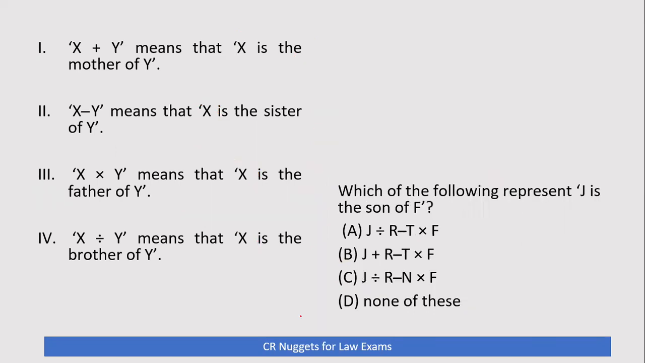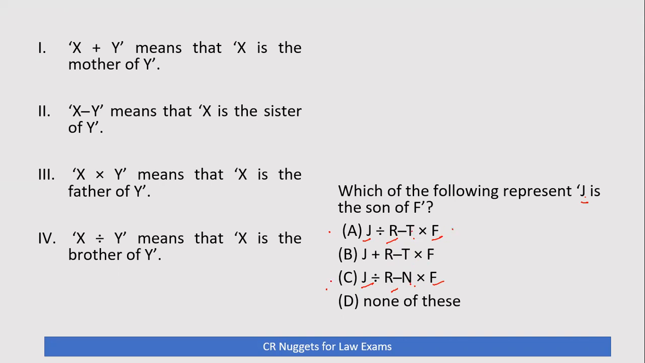Right. Let us see which of the following represents J is the son of F. J is the son of F. Now don't draw the diagram directly. Look at the options. Here, if you look at option number A and C, you have to find the relationship between J and F. In options A and C, all the things remain the same. What changes is T and N. The position of T and N is the only change. All other things remain the same.